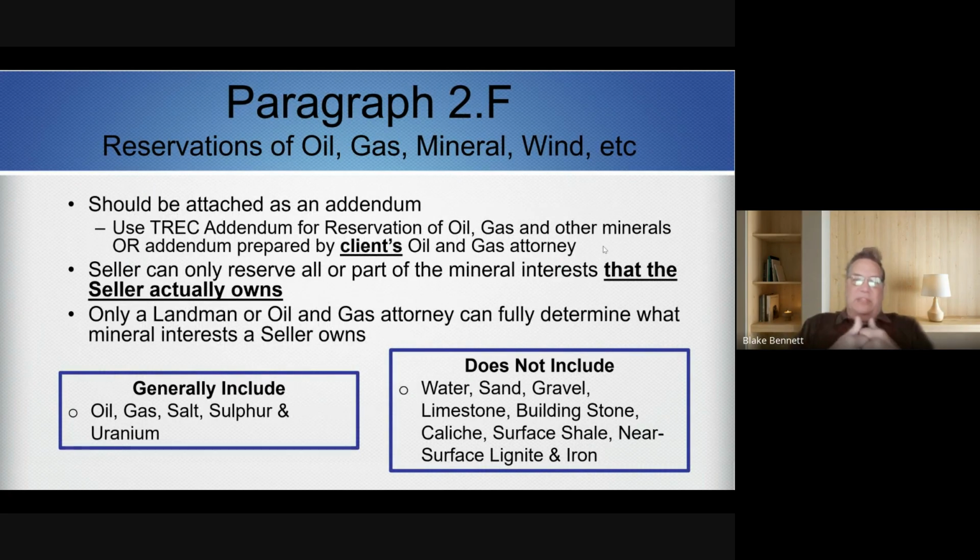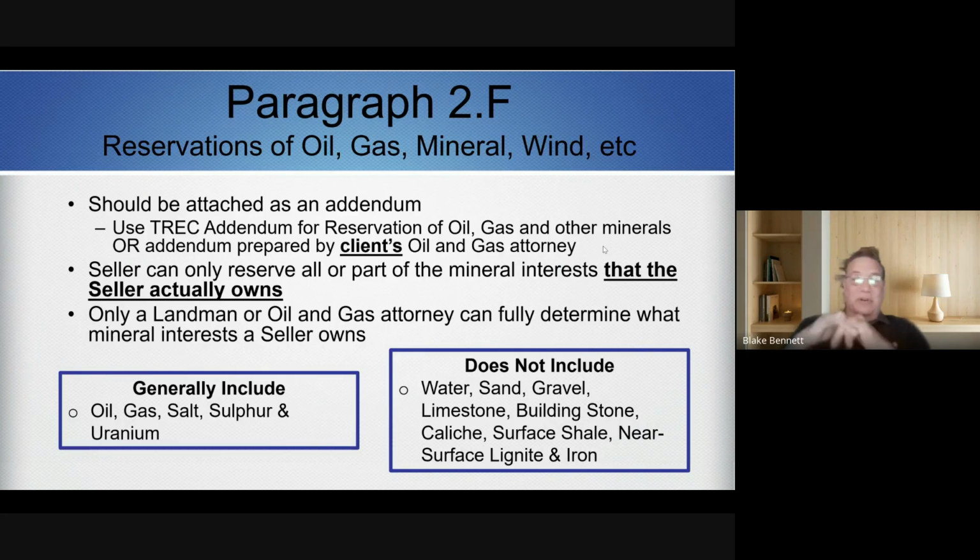Paragraph 2F. This is reservations of oil, gas, mineral, wind, and etc. We will talk about wind in just a second, but this is where you can reserve your rights to anything other than the surface. There's an addendum for reservations of oil, gas, and mineral rights. Use a TREC addendum for the reservation of these minerals, or get an oil and gas attorney to prepare an addendum for you. The seller can only reserve the part of the mineral interest that they actually own, and only a landman or oil and gas attorney can fully determine what mineral interest a landowner has.